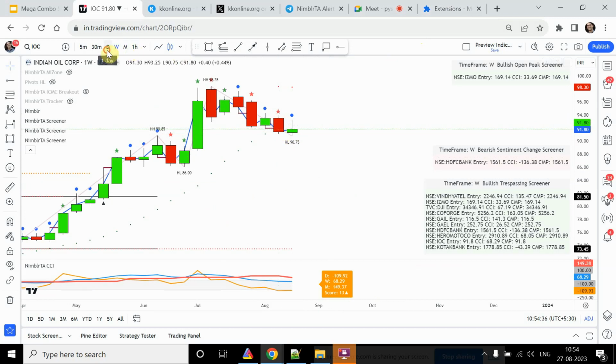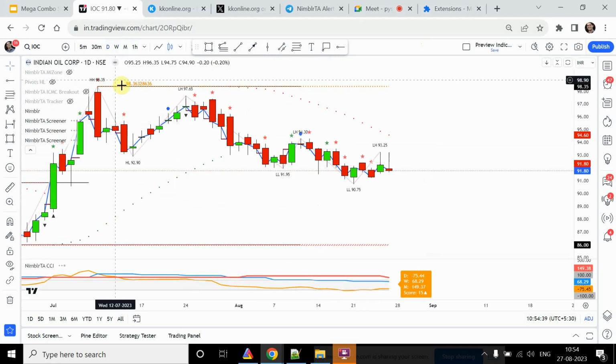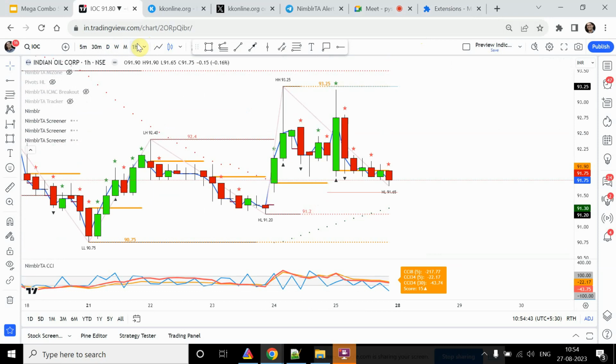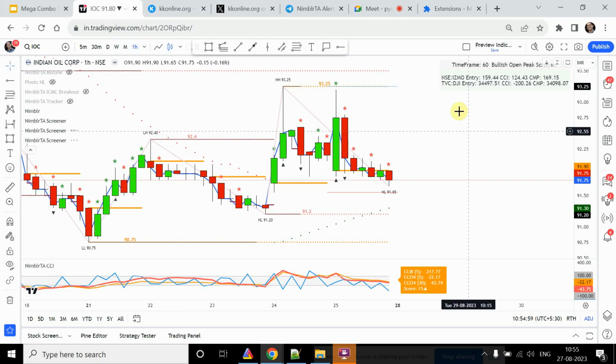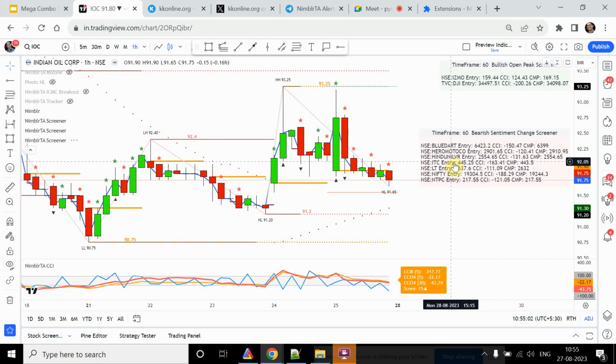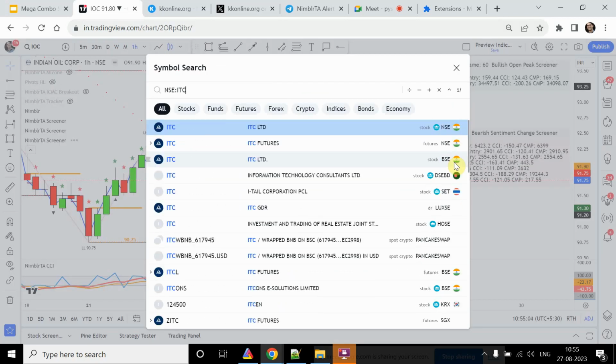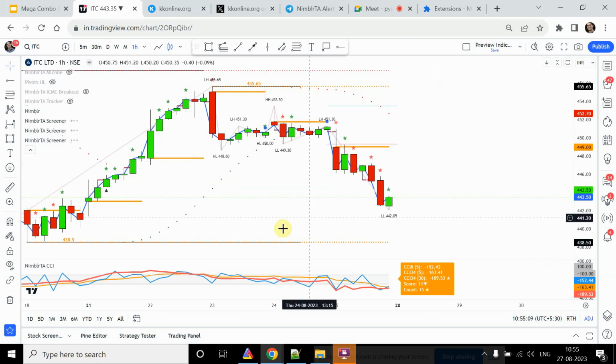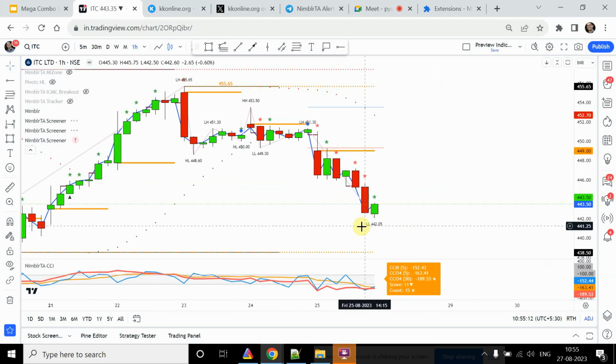Similarly, for any other stock, for example, on a daily time frame, or if I am interested in an hourly time frame, I will just change the time frame, and the screener will customize or adapt itself to check how the stocks have been working on specific time frames. So over here, let me reapply it. Okay, so ITC. Over here, on a 60-minute time frame, ITC has given a trespassing.